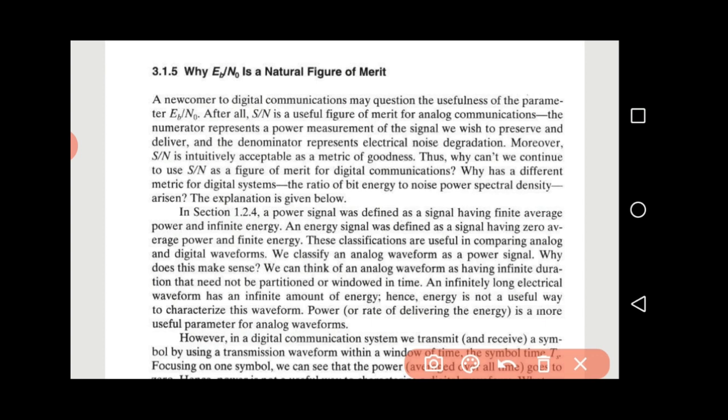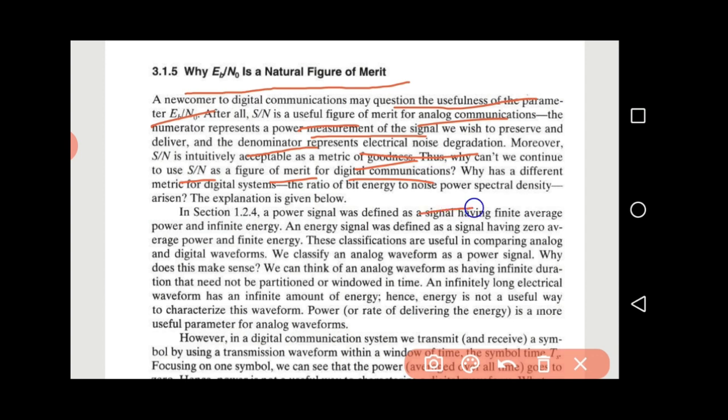Now we will discuss why Eb/N0 is a natural figure of merit. A novice to digital communication may question the usefulness of the parameter Eb/N0. After all, signal to noise ratio is a useful figure of merit for analog communication. The numerator represents a power measurement of the signal we want to preserve and deliver, and the denominator represents electrical noise degradation. Moreover, signal to noise ratio is intuitively acceptable as a metric of goodness. Thus, why can we not continue to use signal to noise ratio as a figure of merit for digital communication? Why is a different metric used for digital systems?